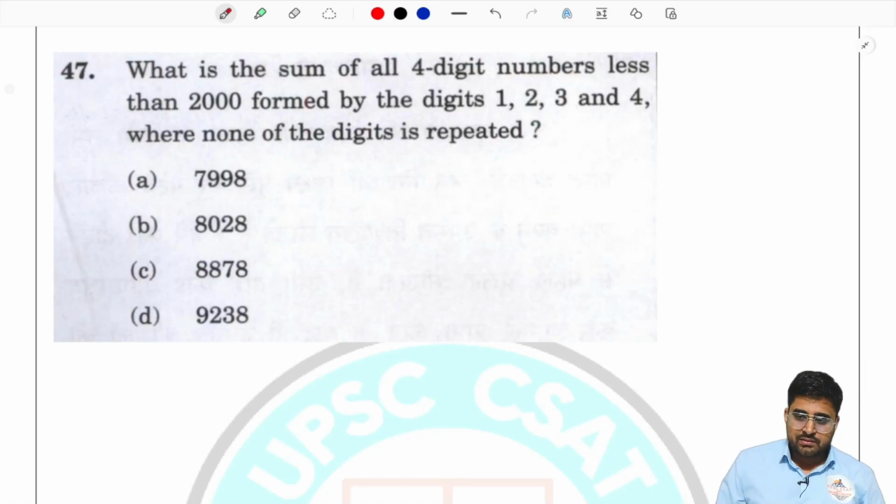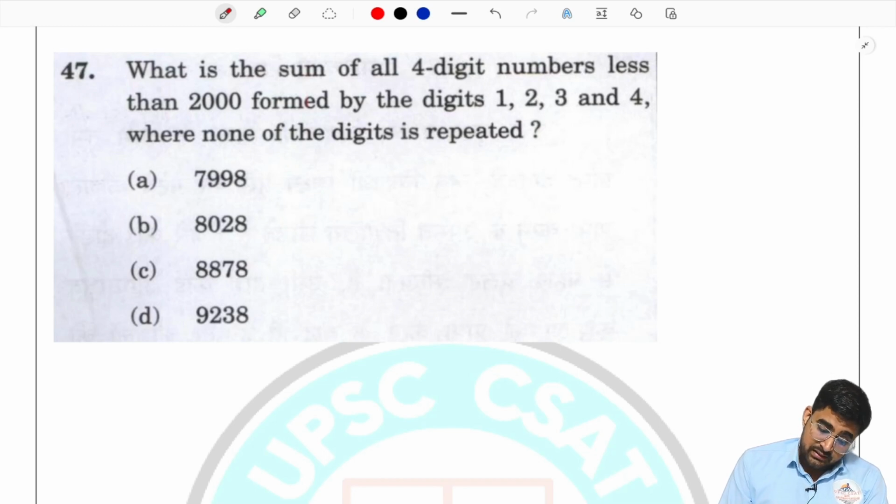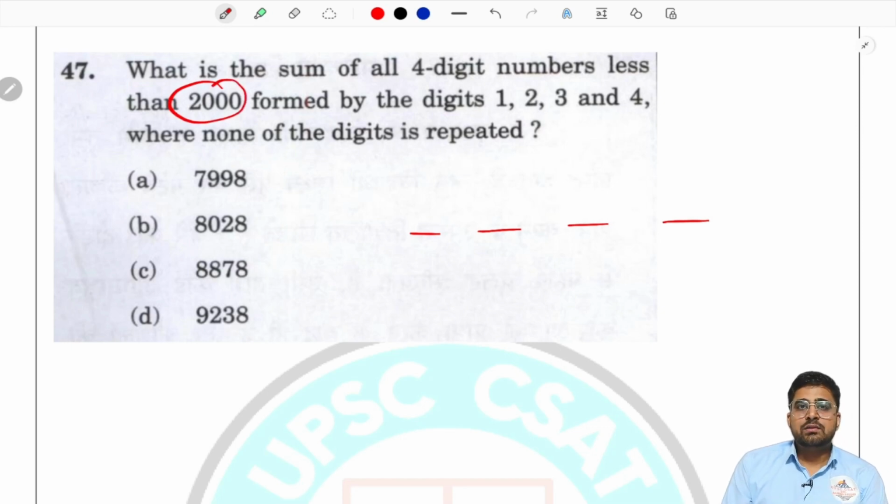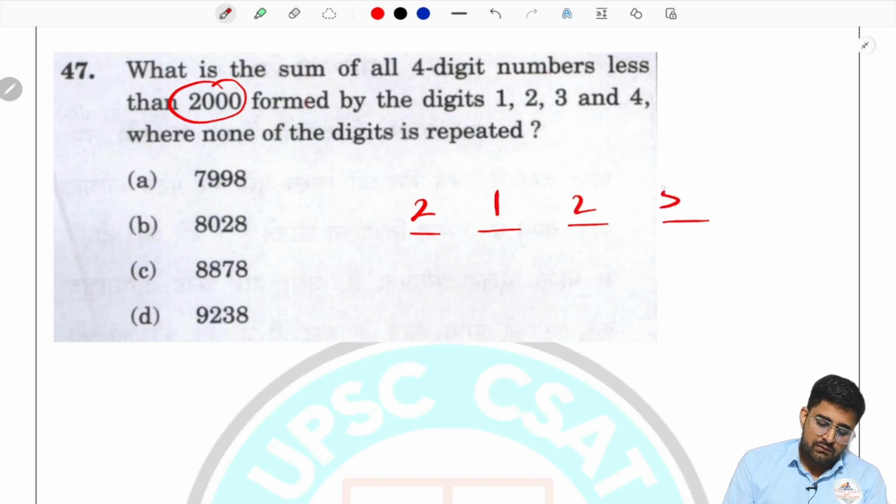This is a simple question, and I hope you can solve this after this much complexity. Okay, what does the question say? What is the sum of all 4-digit numbers less than 2000 formed by the digits 1, 2, 3, and 4 where none of the digits is repeated? See, we have 4 places basically, and the only condition is the number should be less than 2000. If you put 2 here, whatever you put now, it will go above 2000. So this place is fixed by 1 only.